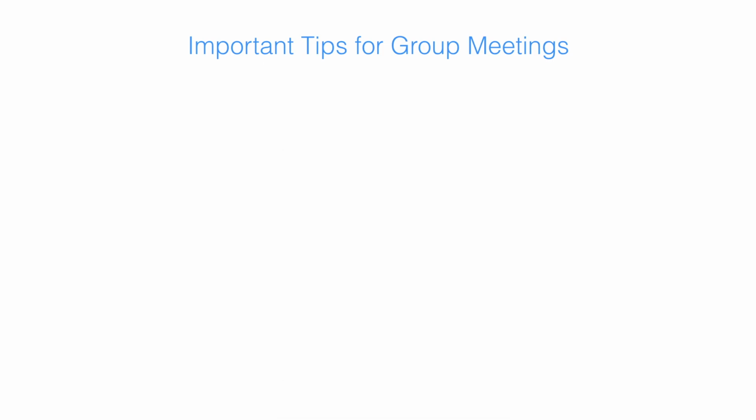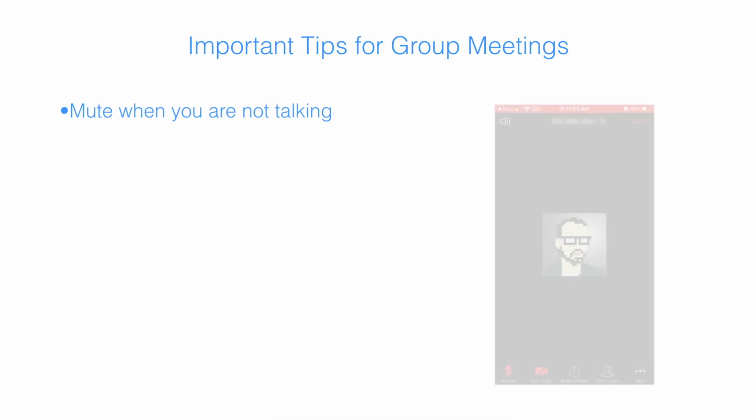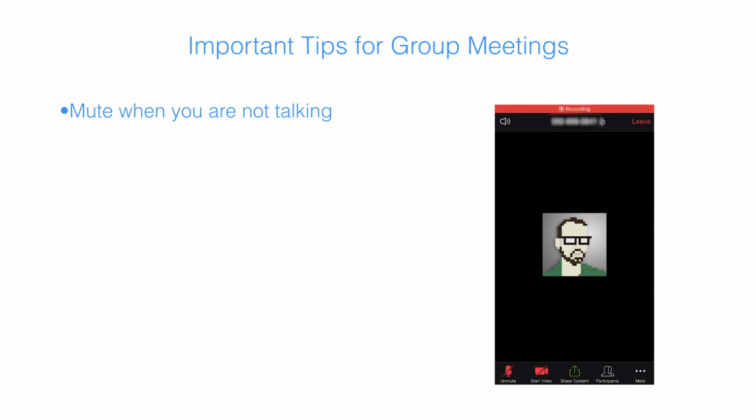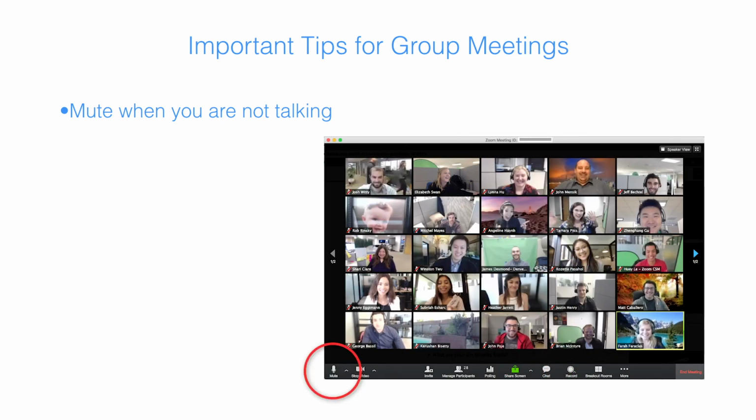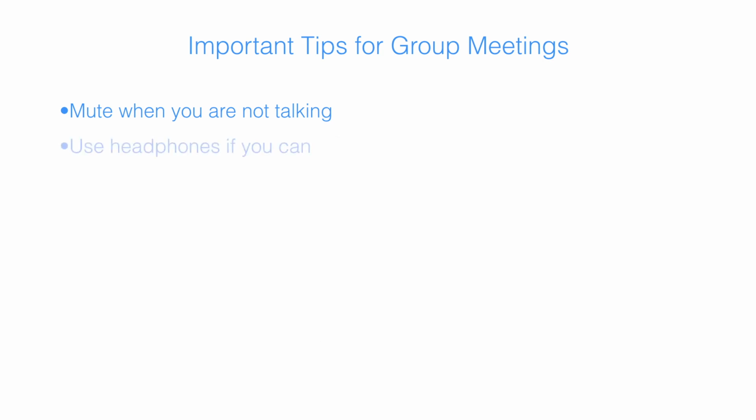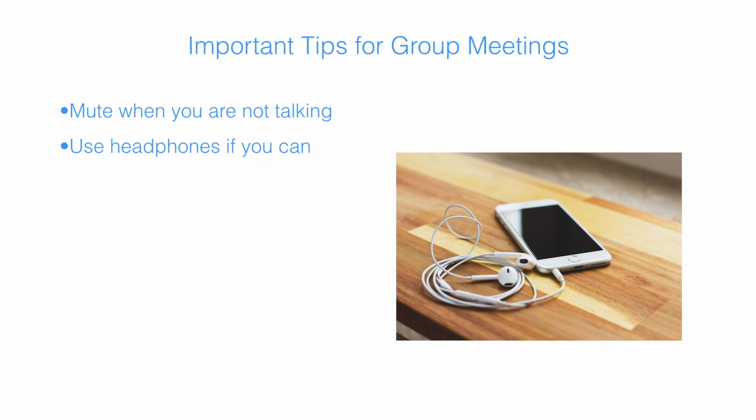Okay, now we need to talk about some important tips when using Zoom. It is important when meeting as a group to use the mute button to turn your microphone off if you're not speaking. With lots of people on a video call, the sound can sometimes become challenging if everyone has their microphone on at the same time. If you're using Zoom all by yourself, use headphones if possible. This will improve the sound quality for everyone.